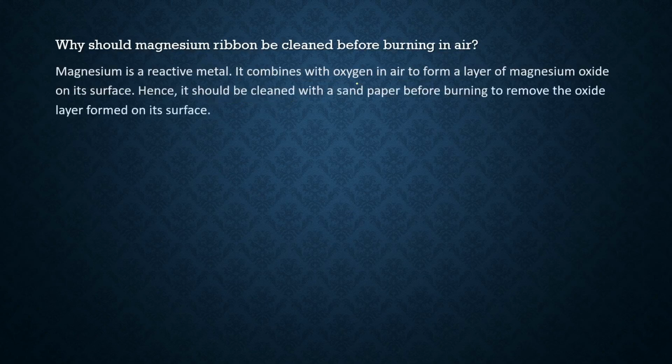The same thing. So next thing is, whenever we heat the magnesium ribbon, it needs to be cleaned. Why? The reason is magnesium is a very reactive metal. So when it is brought out, it reacts with the oxygen to form a layer of magnesium oxide. So before we burn it, we need to properly clean it with a sandpaper. That is why, in order to remove this layer of magnesium oxide, we need to clean the magnesium ribbon before burning. And this completes the first chapter, chemical reactions and equations.